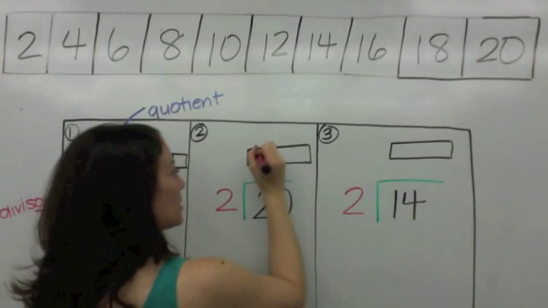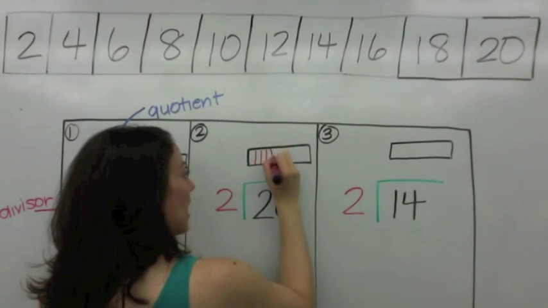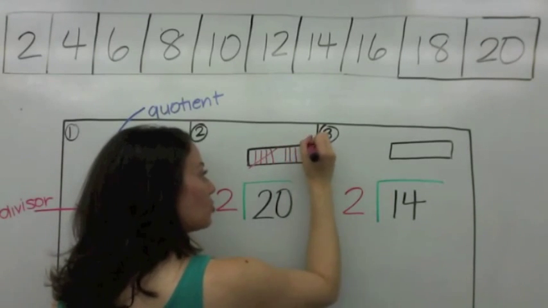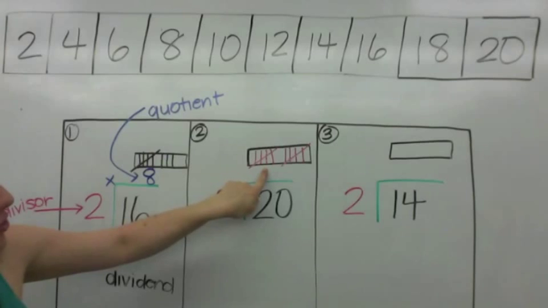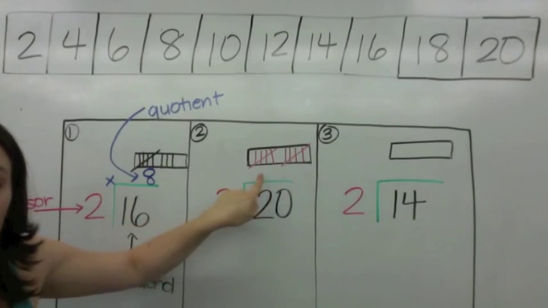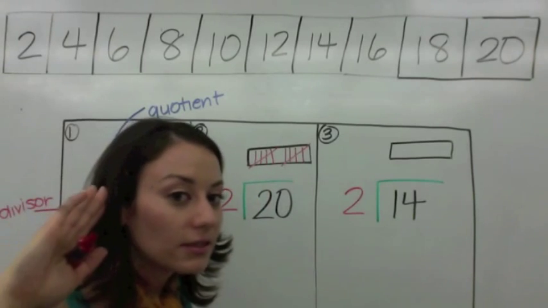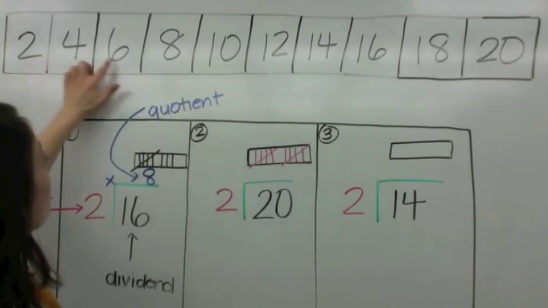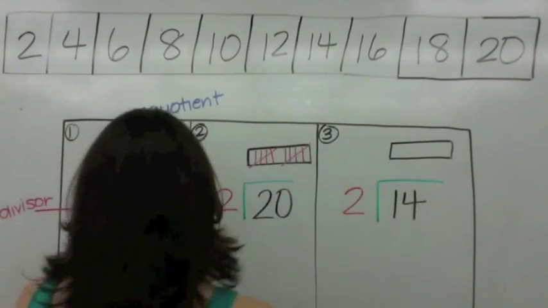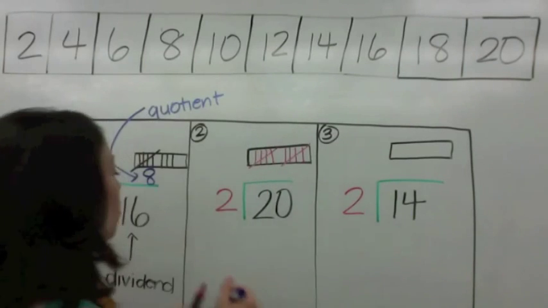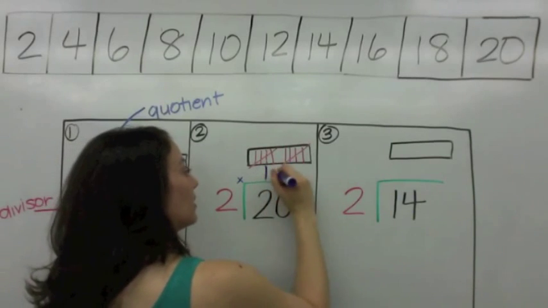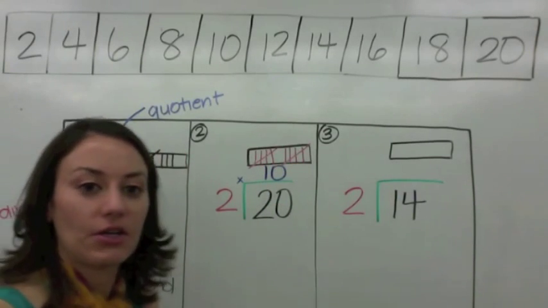Skip count with me by 2s. You're going to say 2, 4, 6, 8, 10, 12, 14, 16, 18, 20. So I have 2 tally marks, both with 5, right? So how many times did I skip count? How many times? 10 times, right? 1, 2, 3, 4, 5, 6, 7, 8, 9, 10. 10. So what is the answer or the quotient? It's 2 times what number? Or how many times did I skip count? 10 times. Very good. Okay.